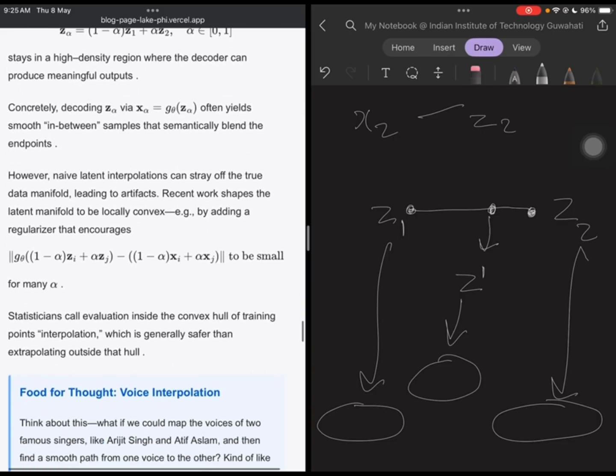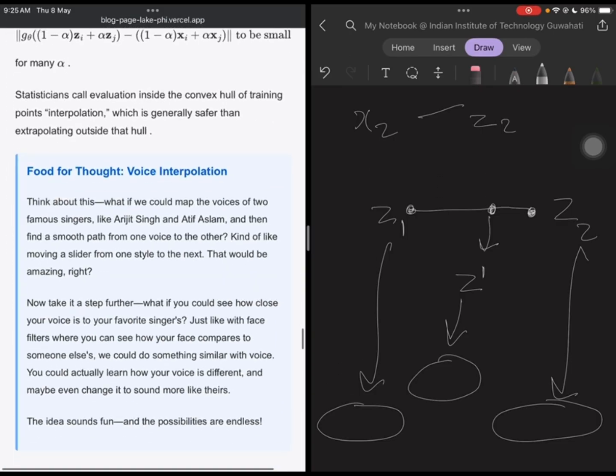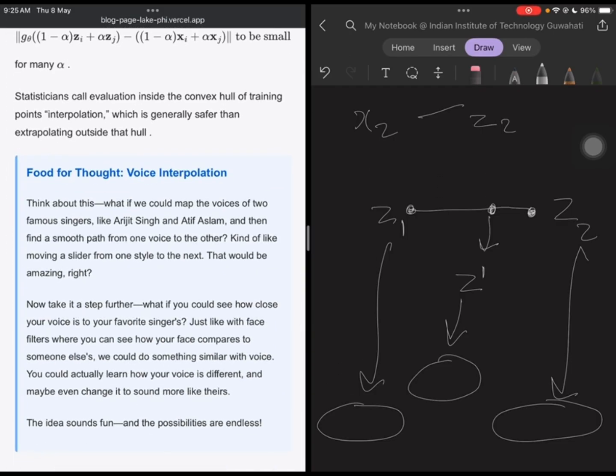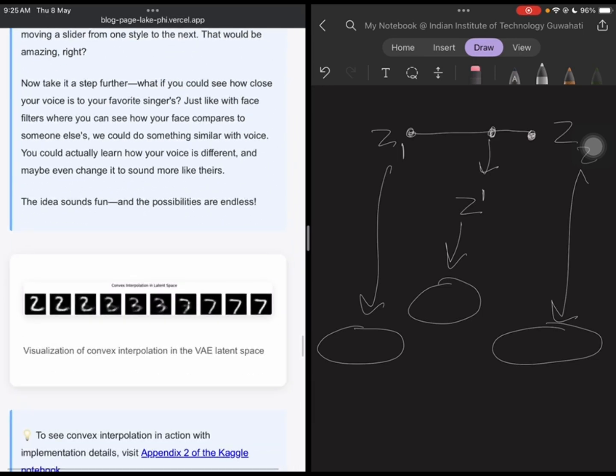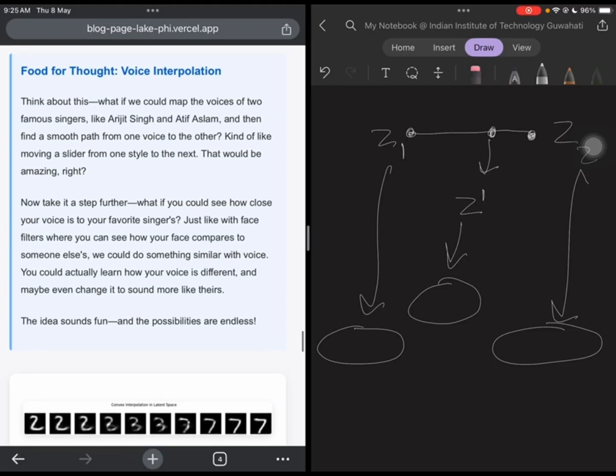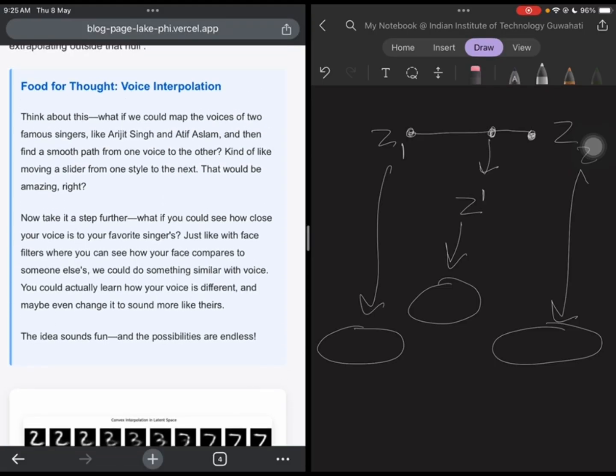And so, food for thought. For images you can see the result. I started with 2 and 7. These results are from my own notebook, and I have provided the link. I reconstructed 2, reconstructed 7, and reconstructed a point in the middle. See how in the space it transitions from 2 to 7. In the middle points, you can see the journey of the data. So it is very good. I highly recommend reading the food for thought part, the voice interpolation part.